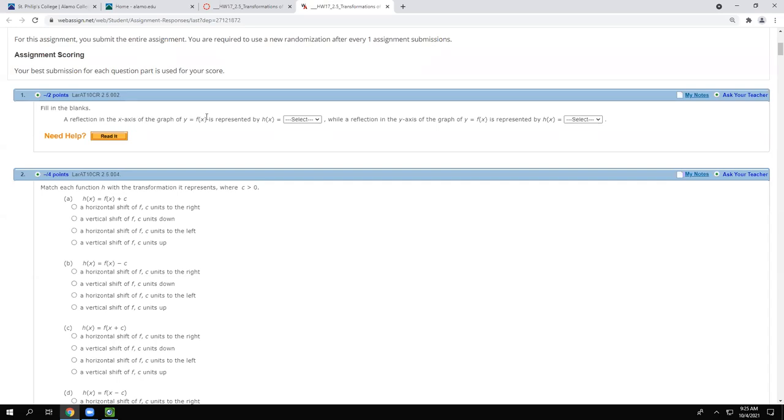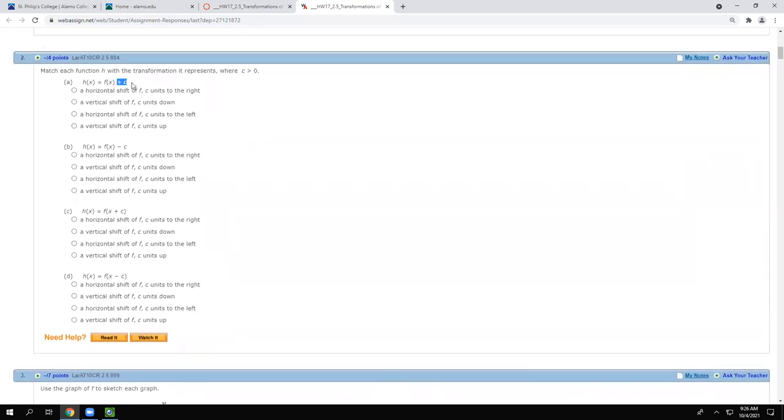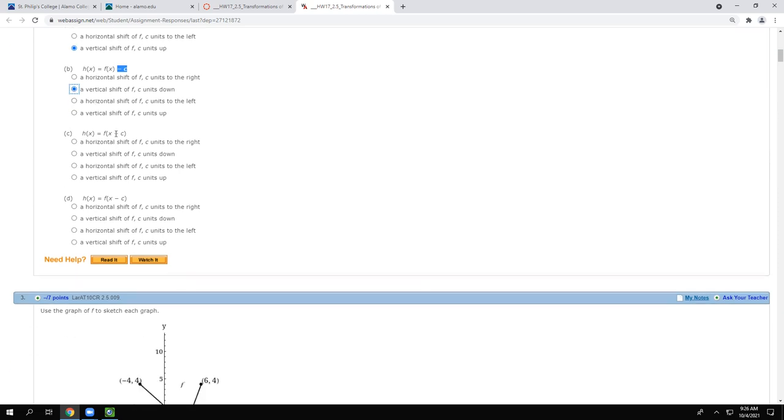So reflection in the x-axis of the graph y is represented by which one? If it's over the x-axis, should the negative be inside or outside? Outside. And if it's a reflection over the y-axis, is it inside or outside? Inside. And then here, if the plus is on the outside, what kind of shift is it? If it's outside, it's up. You got it, up. And then if it's a negative outside, it goes down. If it's a plus on the inside, it goes left. And if it's a minus on the inside, it goes to the right, which is that one.